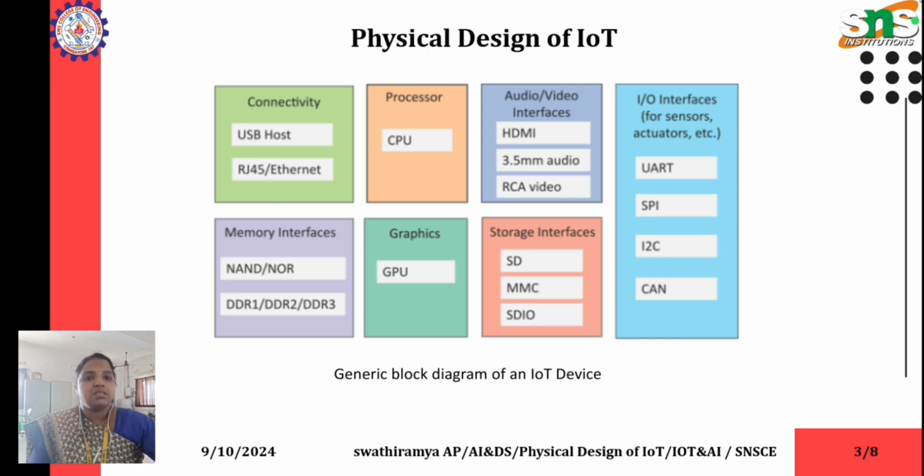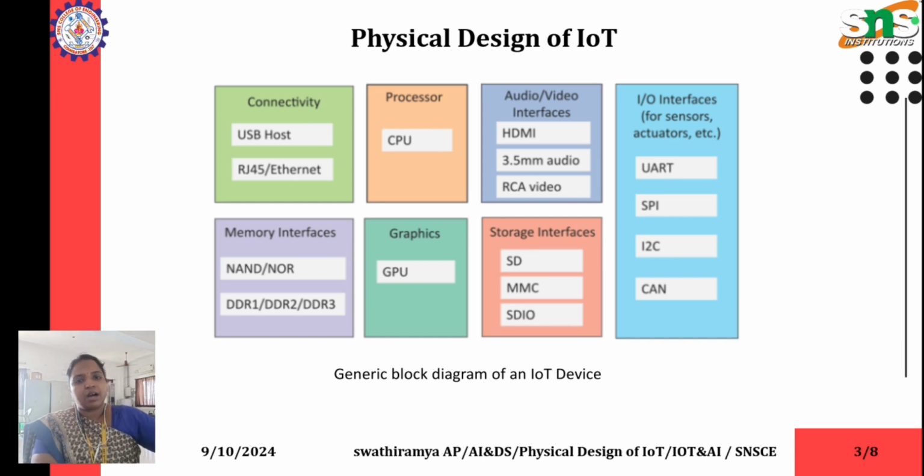DDR1, DDR2, DDR3 are all temporary memory space where the CPU will put all the data which is currently being used. It is like the tabs you see on your mobile. You have your tabs, right? 1, 2, 3, 4. Whenever you want, you can take the data from the tab, but that is temporary. That will not be a permanent data storage space.